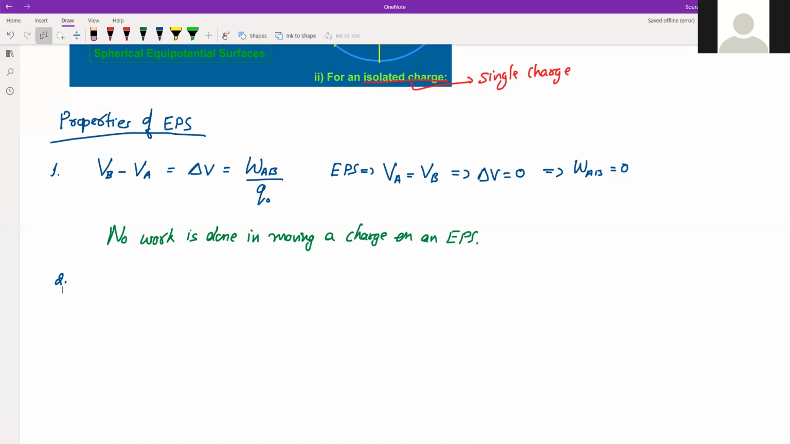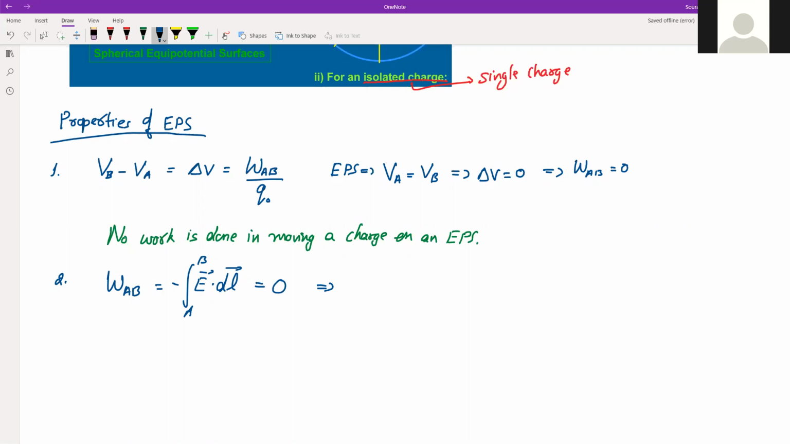Now the electric field is always perpendicular to the element dl of the equipotential surface. What does that mean? We know that the work done in moving from A to B is equal to the negative line integral of E dot dl, from say A to B. And if A and B lie on an equipotential surface, then it must be 0. That is our first property.